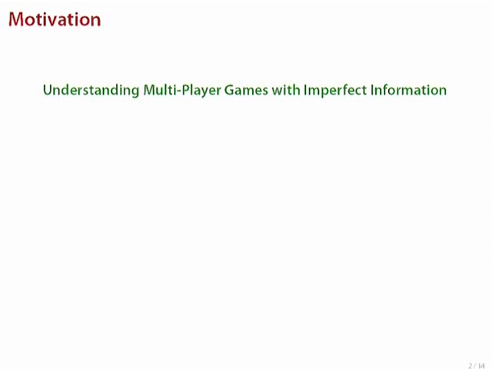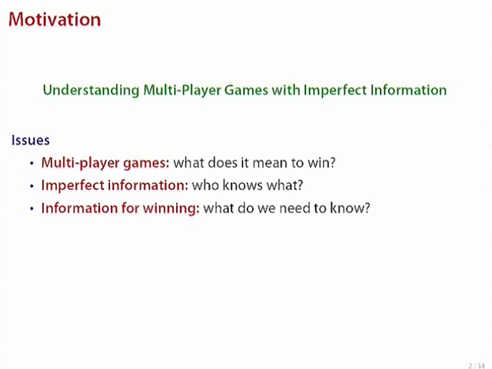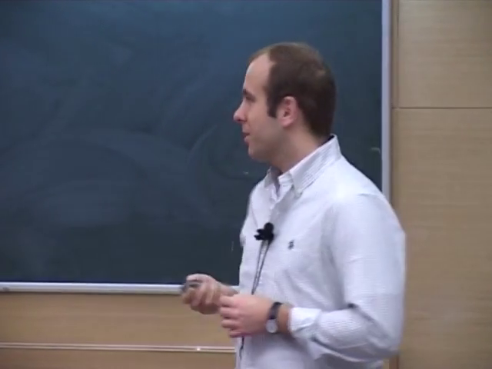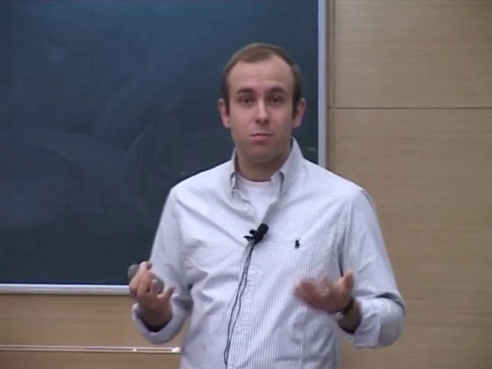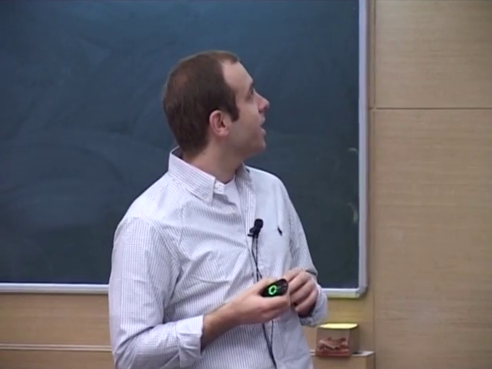But the price for this powerful model is that computationally, these are very difficult games to study, very difficult to solve. So some of the issues you maybe know are, in multiplayer games, it's really difficult to say, what does it mean to win? So in the last talk, they studied Nash equilibria. This is one notion of winning. But this is just one of possible notions, and you might ask, which Nash equilibrium? What do you really mean by winning?